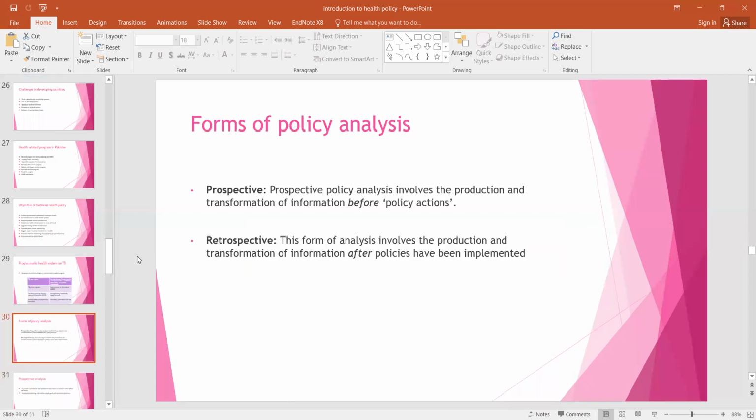Forms of policy analysis. Basically, there are two forms of policy analysis. One is prospective and the other is retrospective. Prospective policy analysis involves the production and transformation of information before policy action. Retrospective analysis involves the production and transformation of information after policies have been implemented.